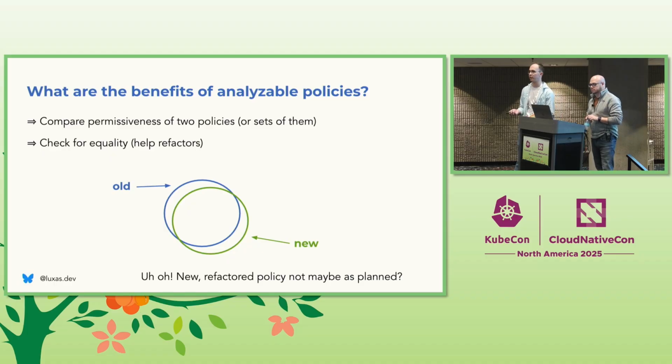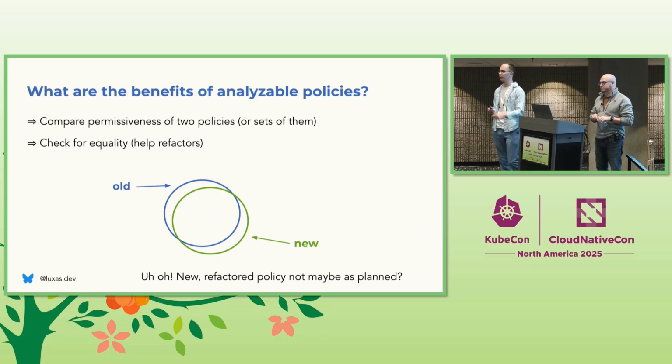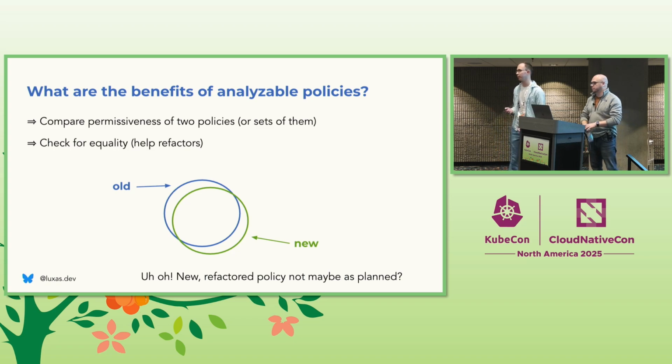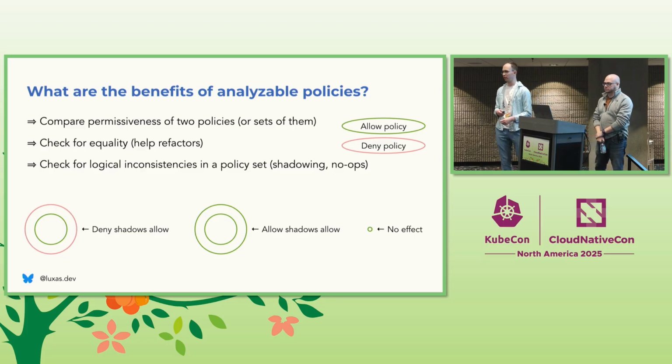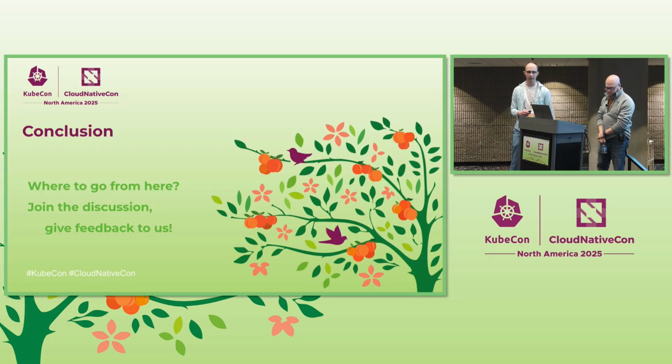And if you refactor policies, you could check whether these policies are exactly the same. You don't need unit tests. It's going to mathematically prove that, even though I refactored all of it, the policy is still the same. Or if they are not, it's going to give you a counterexample: here is a case where one policy would apply but not the other. You can check for these kinds of logical inconsistencies and similar. So it's a really powerful primitive.